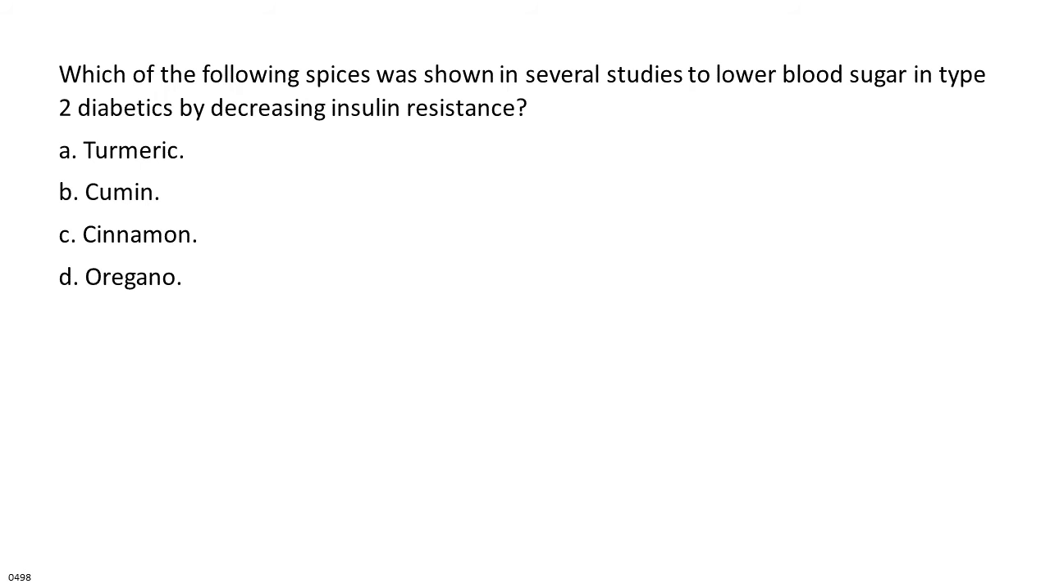Which of the following spices was shown in several studies to lower blood sugar in type 2 diabetics by decreasing insulin resistance? A. Turmeric. B. Cumin. C. Cinnamon. D. Oregano.